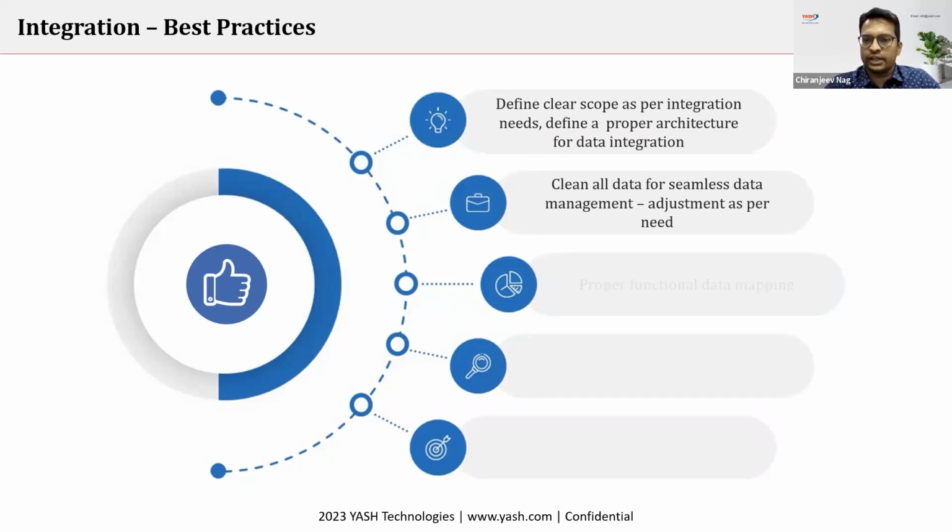We'll have to ensure that the data is clean. Then is proper functional data mapping. As we saw in the previous slide as well, we'll have to clearly define the objects, and the proper mapping has to be done. So customer information in the Salesforce system has to be mapped correctly in the ERP system as well. But if we miss this, if the data types are not in sync and not matching, then that will throw a lot of errors.